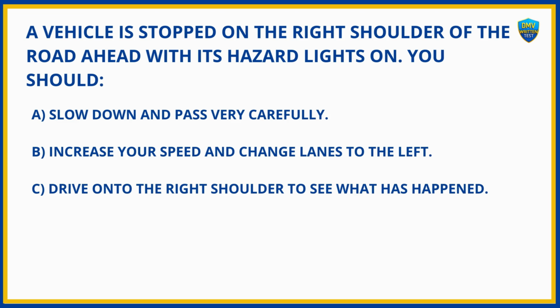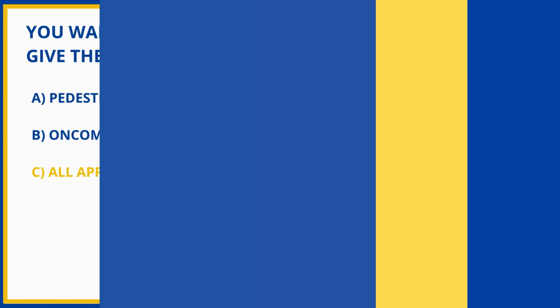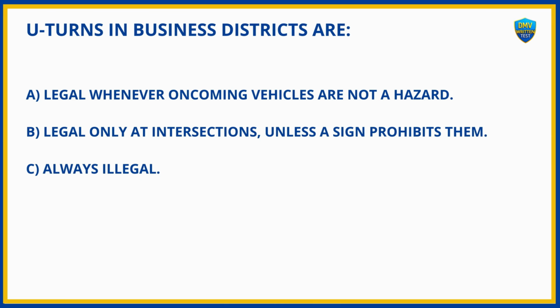You want to turn left at an upcoming corner. Give the right of way to A. Pedestrians on the sidewalk waiting for a walk signal. B. Oncoming vehicles also turning left. C. All approaching vehicles. And the answer is C. All approaching vehicles.